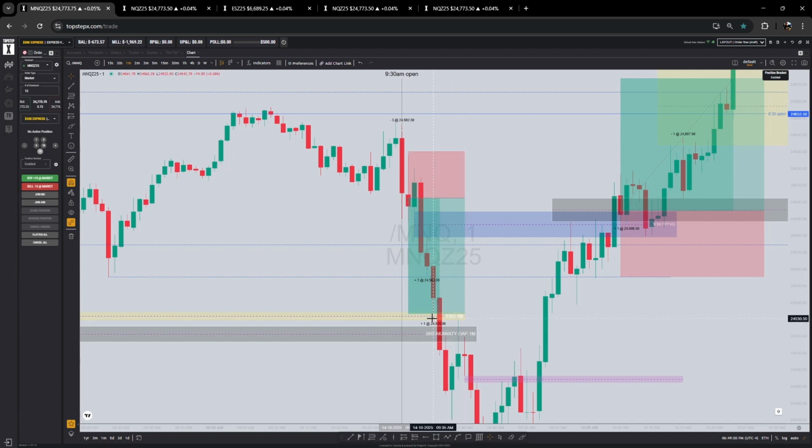So when price came down and touched this fair value gap, I had my TP set here. I closed out my trade. This was a 1 to 4.9 risk to reward ratio.